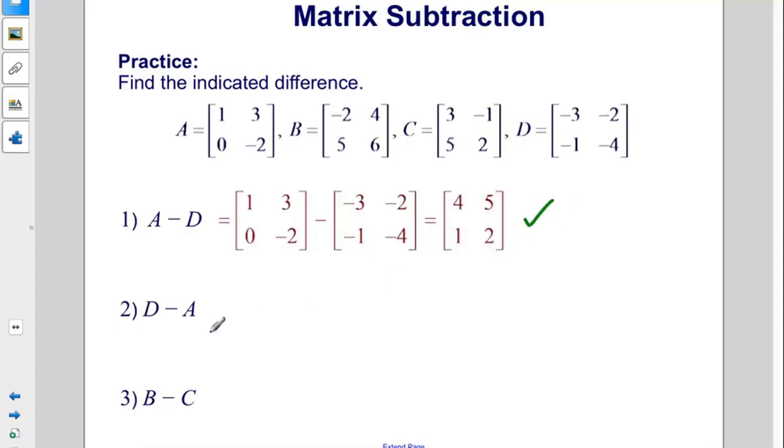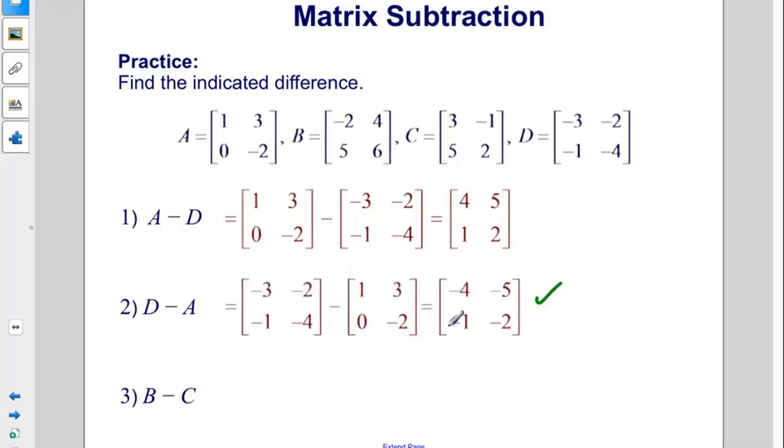All right, moving on, we have D minus A. So, negative 3 minus 1 is negative 4. Negative 1 minus 0 is negative 1. Negative 2 minus 3 is negative 5. And negative 4 minus negative 2 is actually negative 4 plus 2, which is negative 2. All right, and there's our answer.